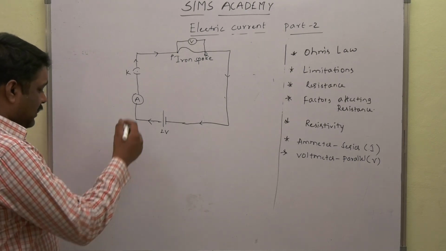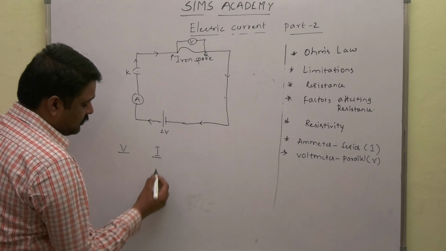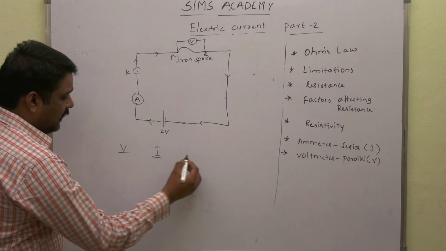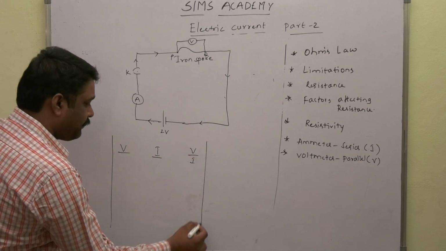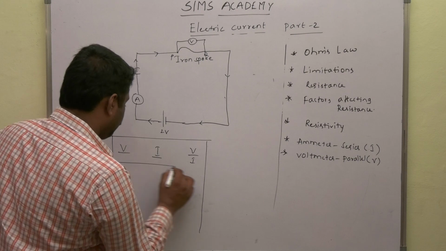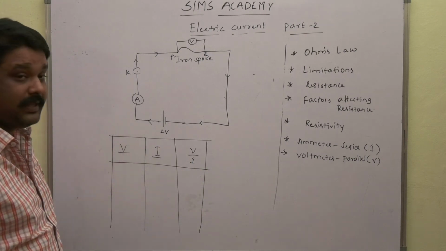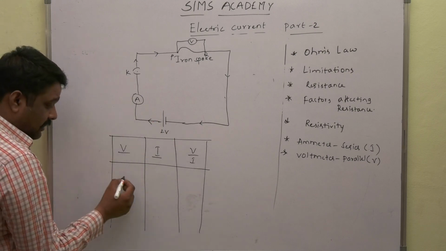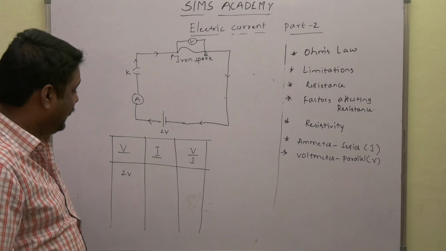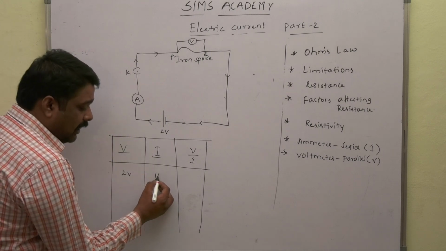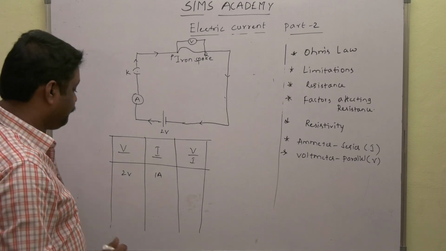Here let us suppose this is voltage, this is electric current, and let us take the ratio of V to I over here. Yes, initially we have connected a 2-volt cell. Let us assume the current that is read in the ammeter be 1 ampere.